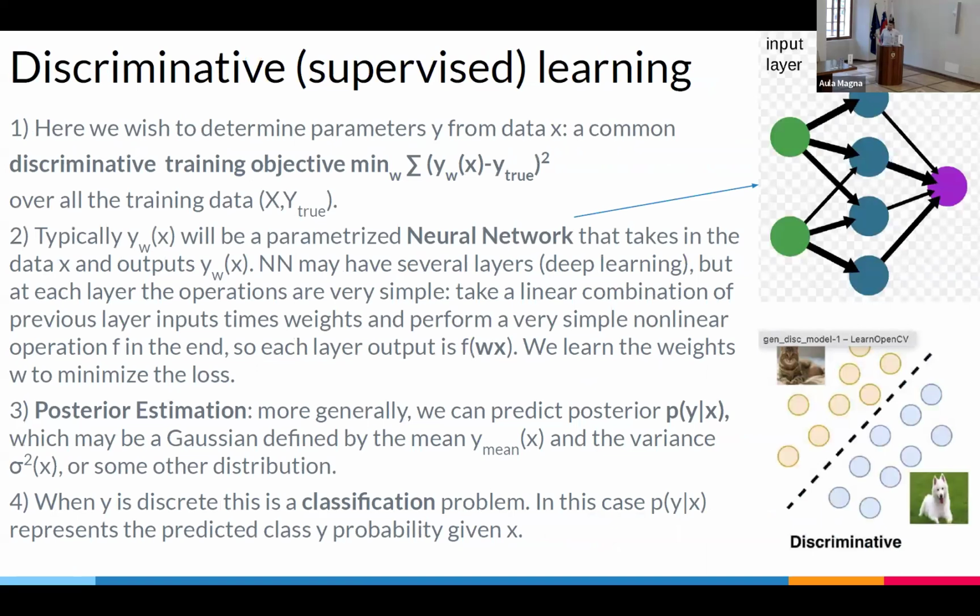Okay, the next slide is about discriminative or supervised learning. As I said, typically we want to learn the posteriors of parameters y given x, so that is supervised learning.